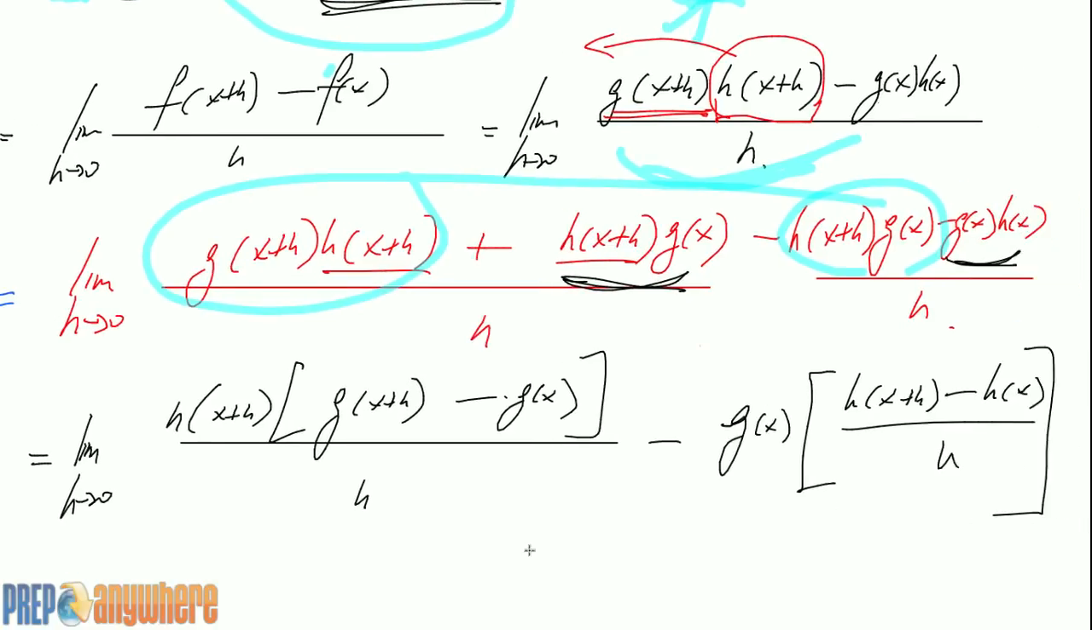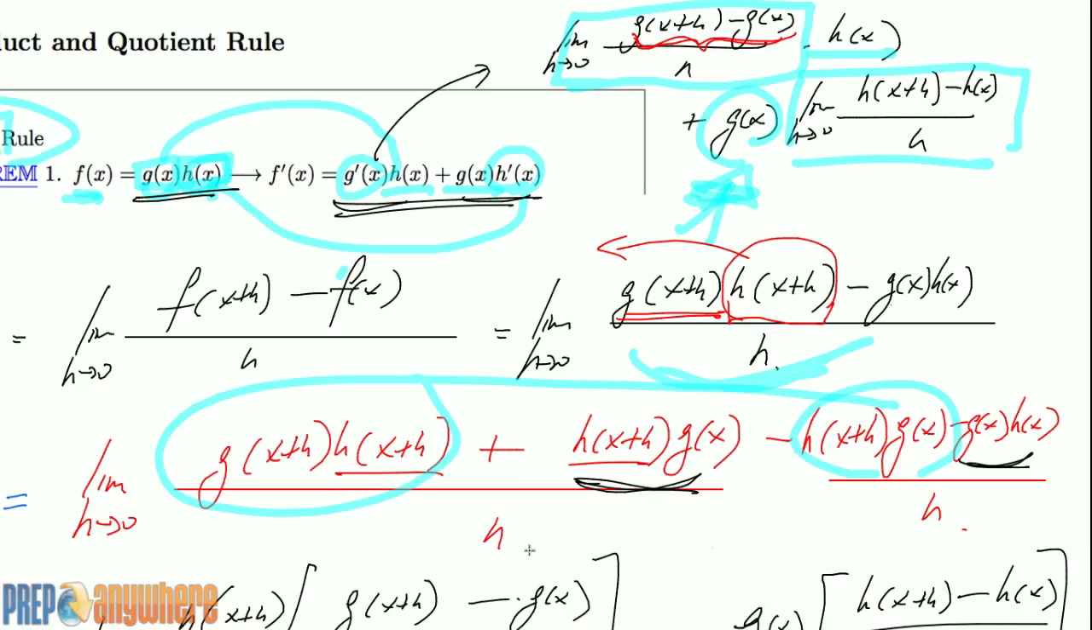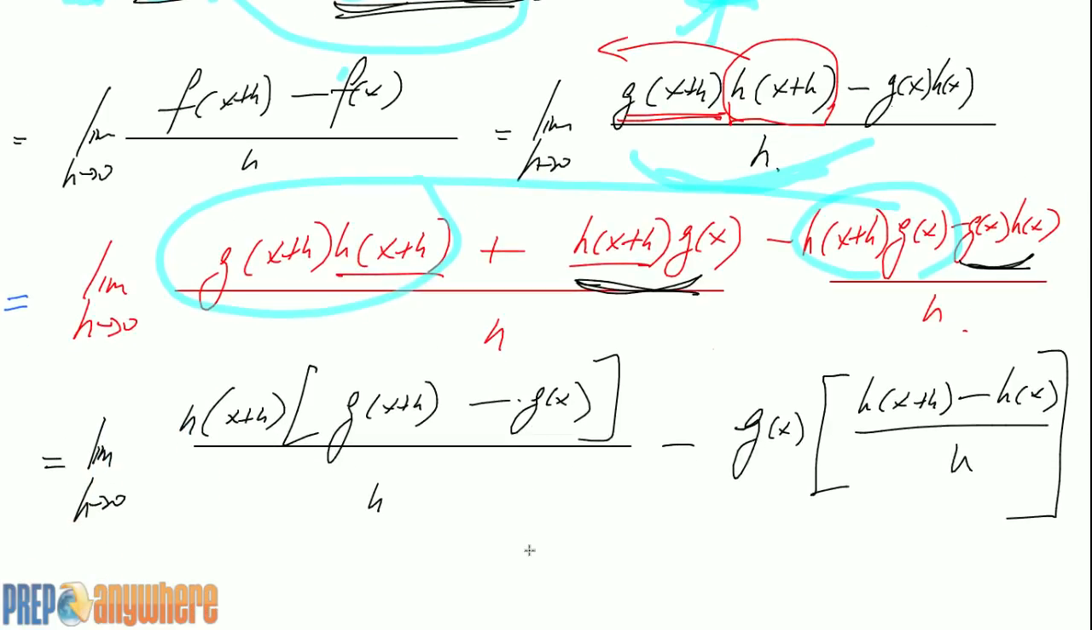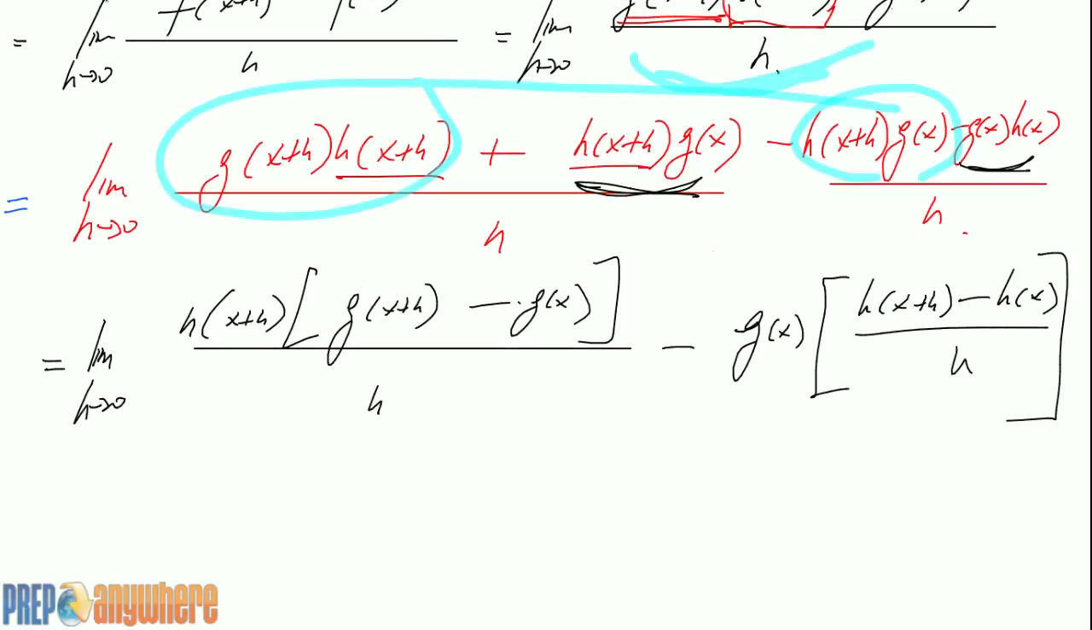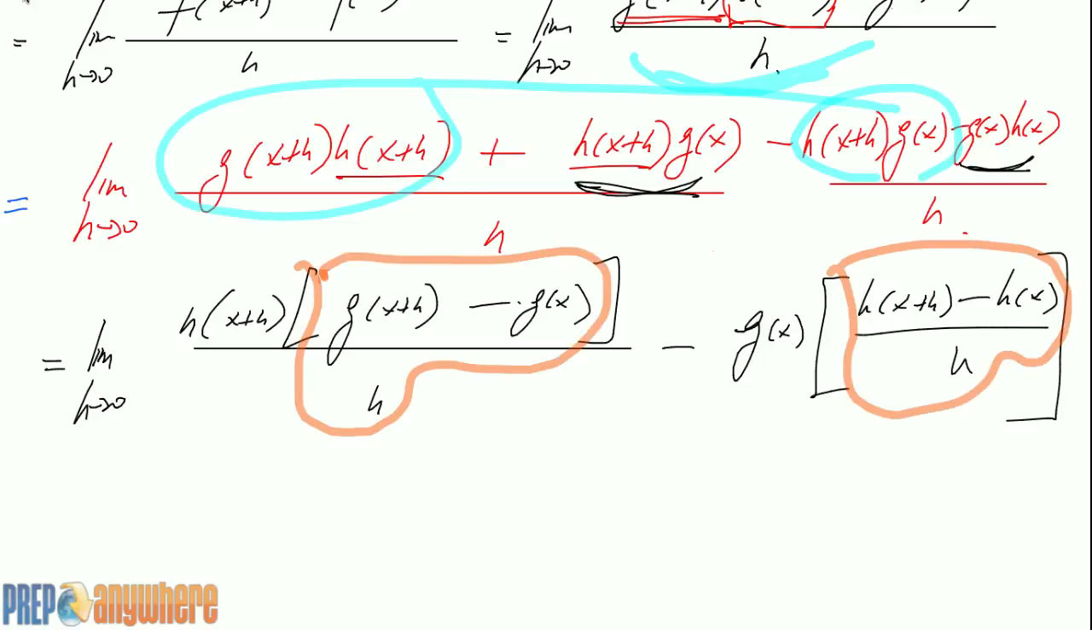Take a look. Compare that with what we're going to get to. Do you see that this is the derivative of g at x? Do you see that's the derivative of h at x? We have it: h at x times g prime at x, plus g at x times h prime at x.